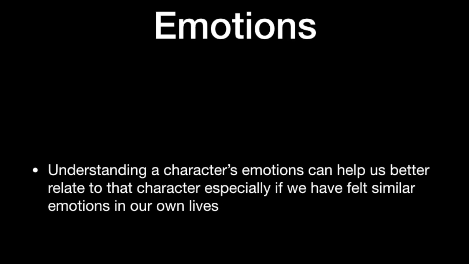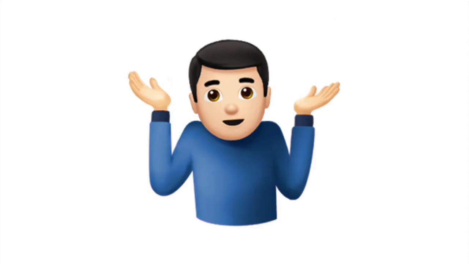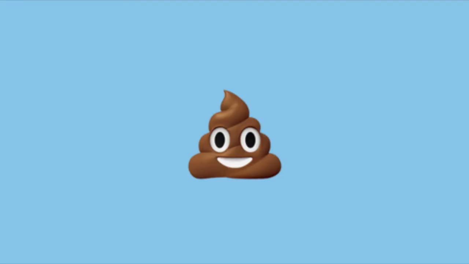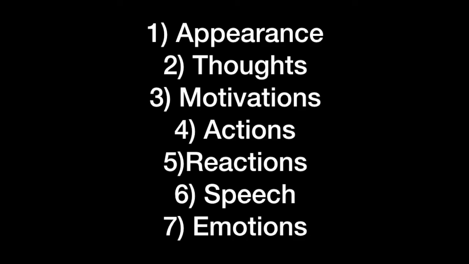The last part of characterization is emotions. And emotions are important because we all have emotions. And understanding a character's emotions can help us better relate to that character and understand where they're coming from. If we understand that they're in love, then we can relate to that. If we understand that they're confused, then we can better relate to that. If they're just having a really bad day, then we can probably relate to any anger or frustration that they might be having.